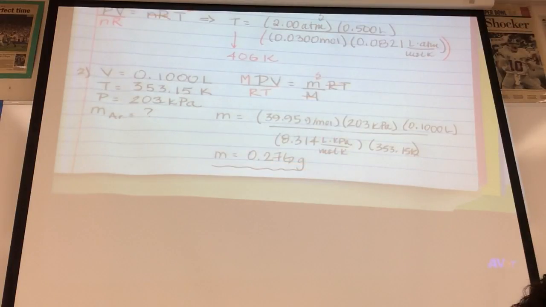Now, if you have difficulty with that formula, you can solve for moles and just convert to mass by multiplying by the molar mass off the periodic table. Whatever's easier for you is the way to go. I would like for you to try number 3.